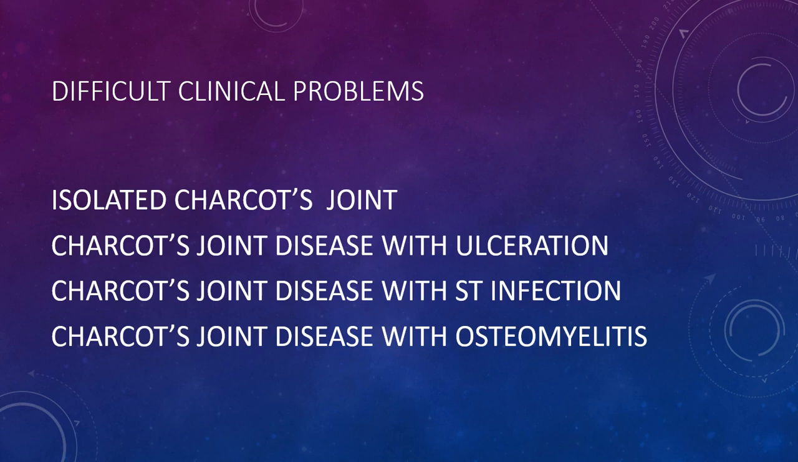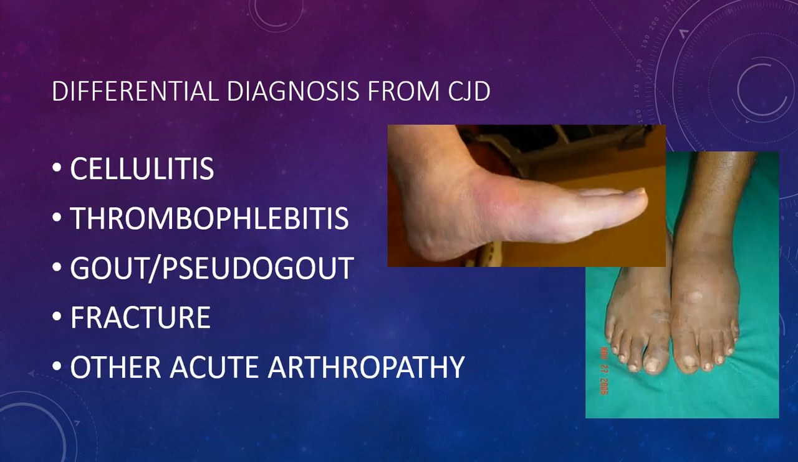We have the patient who comes in with no violation in the skin or soft tissue envelope, and they seem to have an isolated Charcot joint deformity. We have the patient who has a Charcot joint deformity with ulceration. We have the patient who has a Charcot joint deformity and has soft tissue infection but not bone infection. And then we have the patient that has Charcot joint disease who has osteomyelitis. And the differential diagnosis here can be extremely difficult.